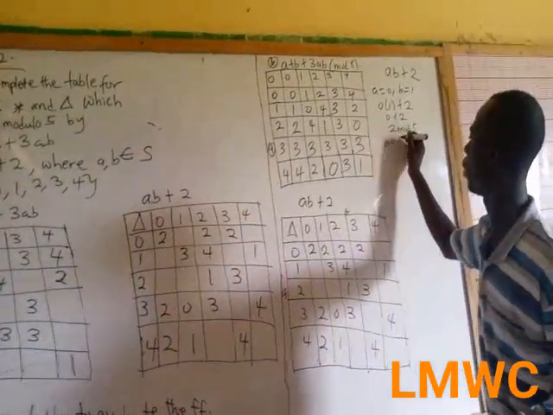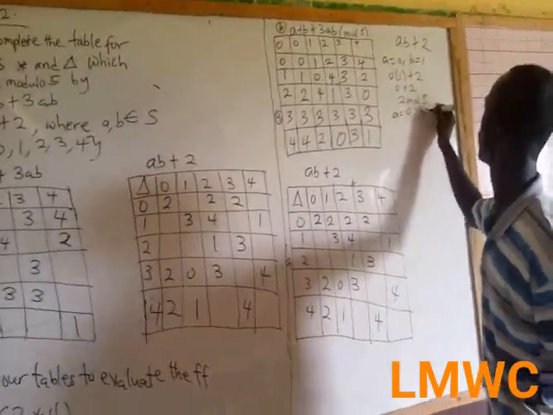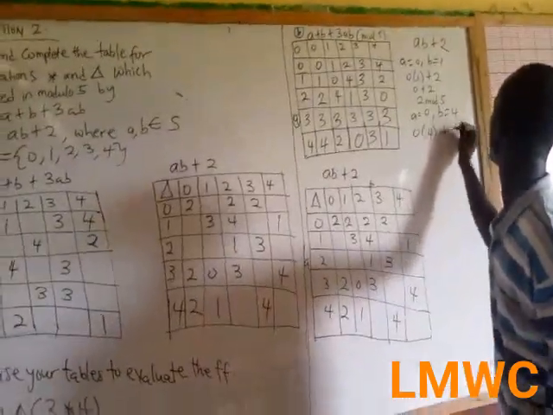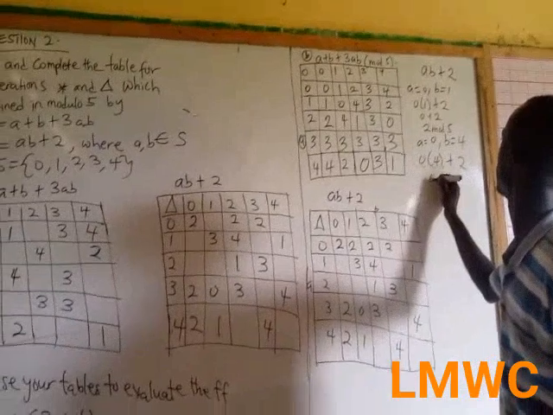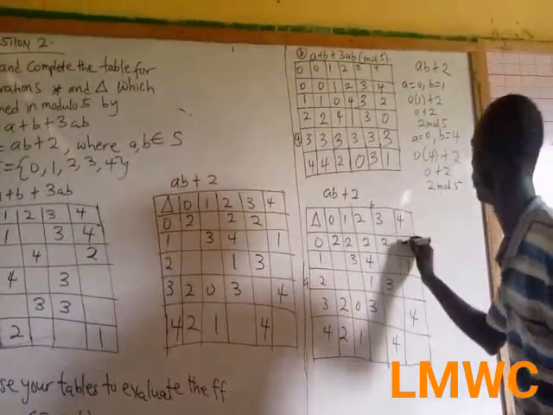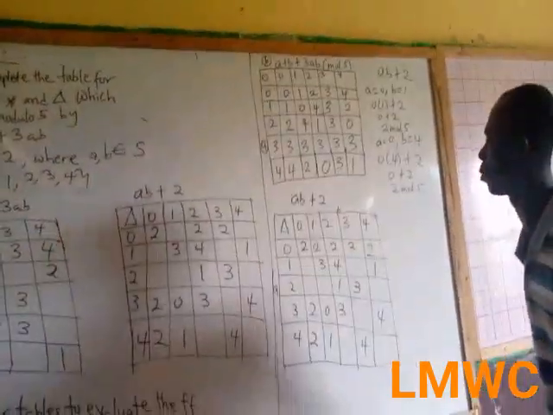When A is equal to what? 0. B is what? 4. So it's 0, 4 plus 2. And 0 times 4 is what? 0 plus 2. We have 2 mod 5. We write 2.